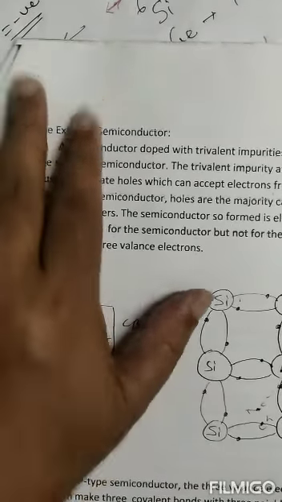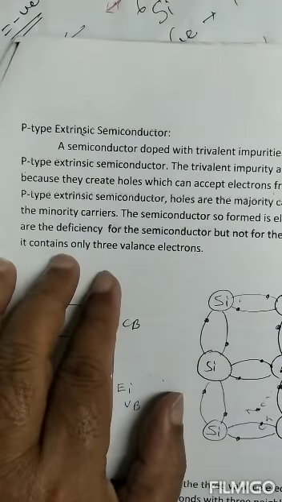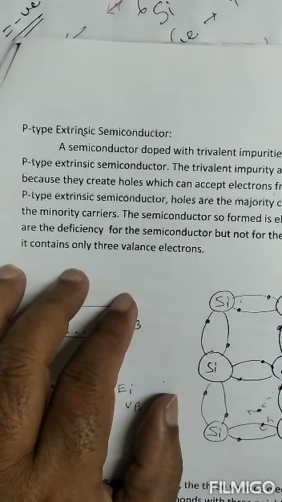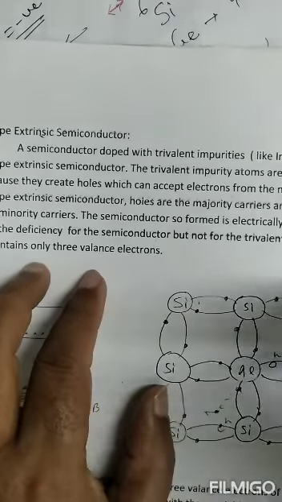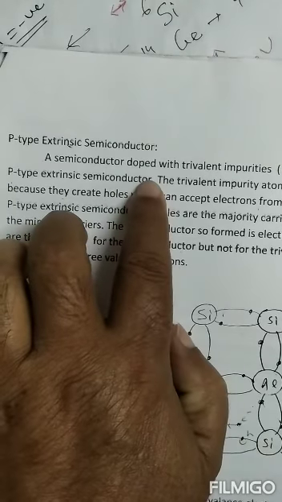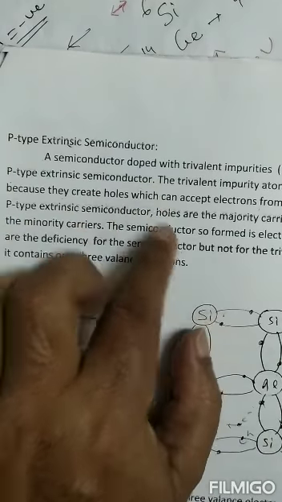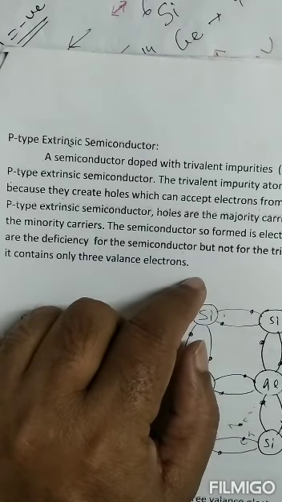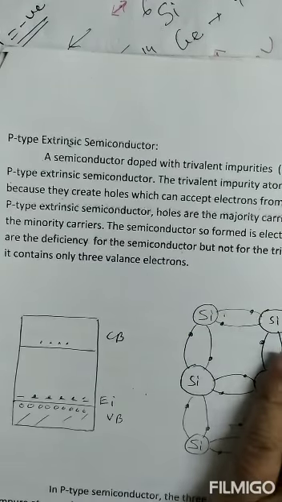Now, p-type extrinsic semiconductor. A semiconductor, an extrinsic semiconductor, obtained after adding trivalent impurity is called a p-type extrinsic semiconductor.